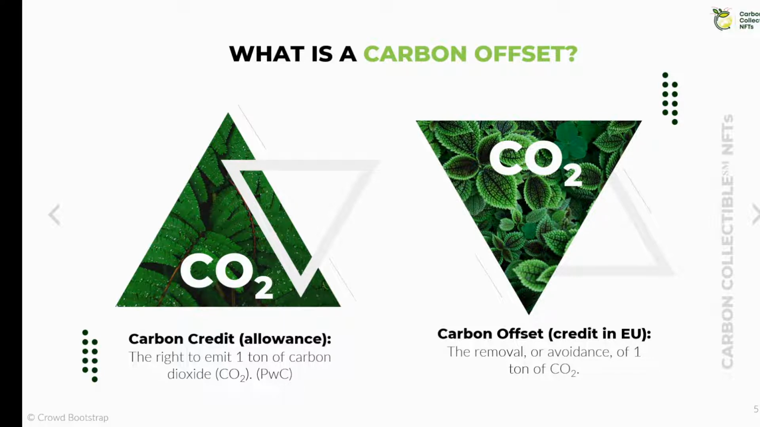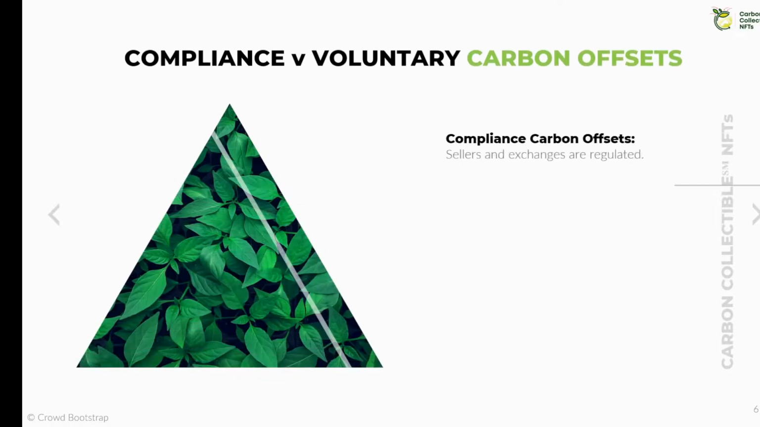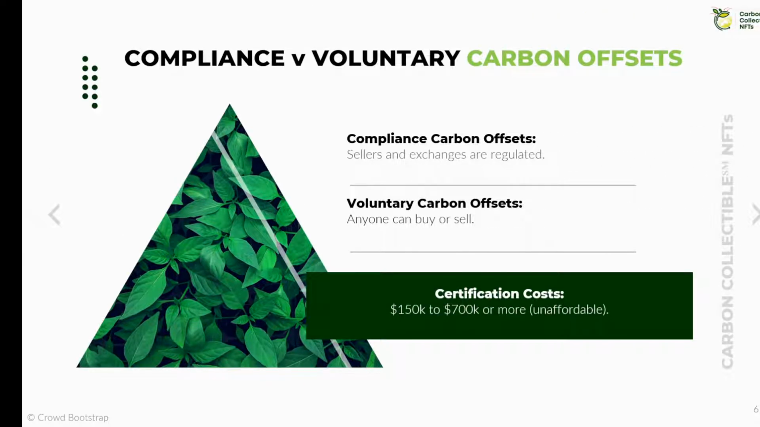Those carbon offsets are generated by forests, for example, who are removing carbon dioxide from the atmosphere, or wind farms who are avoiding the emission of carbon dioxide into the atmosphere. Now, if there's a cap and trade program like there is in California, in Europe, etc., then the electricity company, for example, can only buy carbon offsets from a regulated exchange. These are called compliance carbon offsets.